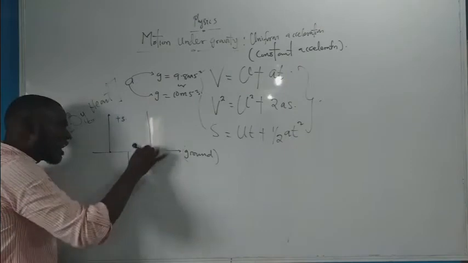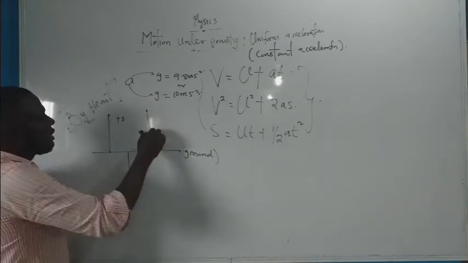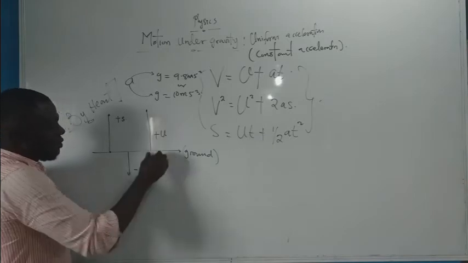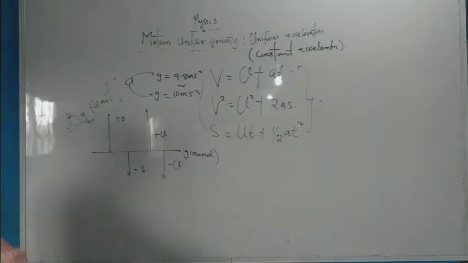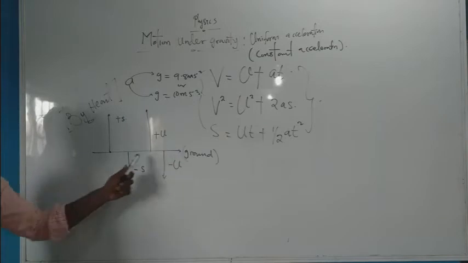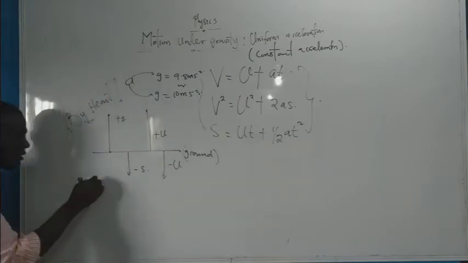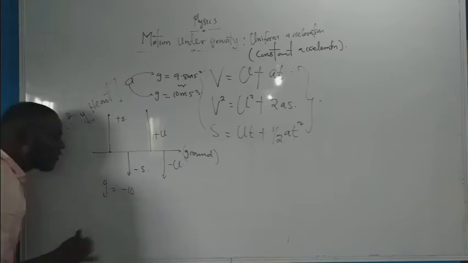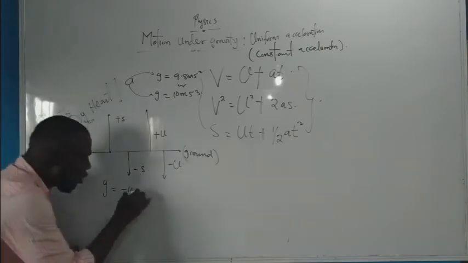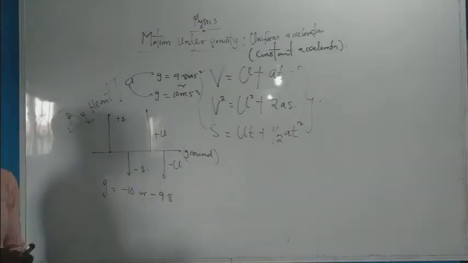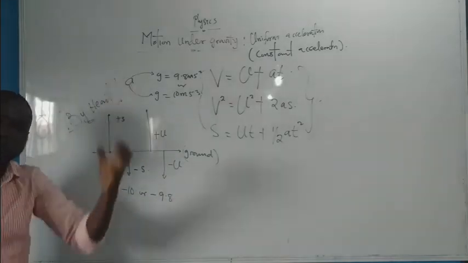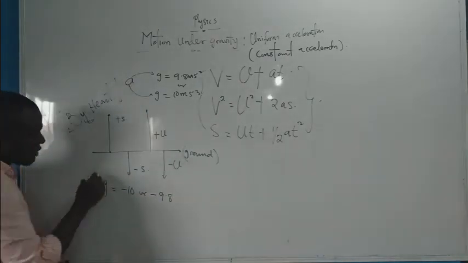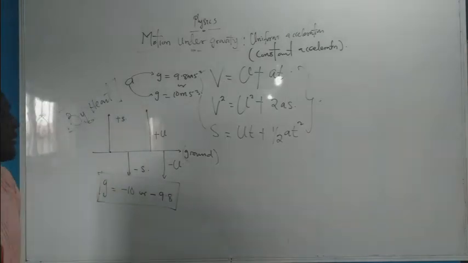So what will happen to the initial velocity? The initial velocity will be positive u, okay? While coming downward, the initial velocity will be negative u, that's minus u. Moving from the ground, going upward, G is always minus 10, or minus 9.8. Gravity comes downward, okay? Gravity acts in the opposite direction to the movement of the body. So that's minus 10.